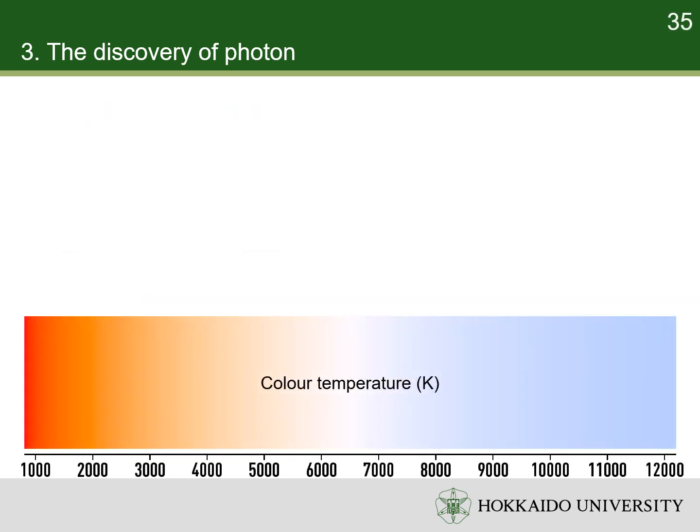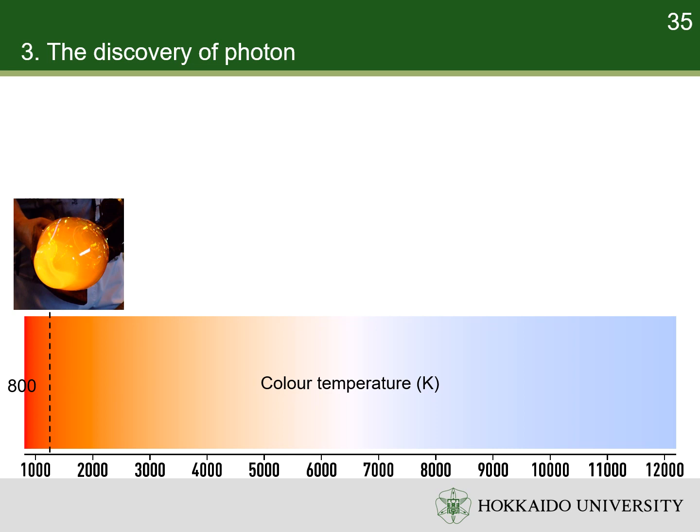Due to the relationship between the temperature and the color of blackbody radiation, the colors of light emitted by other light sources can be categorized with the color-temperature scale regardless of their actual temperature. For example, at about 800 kelvins, the object appears dull red. The glass-blowing temperature is between 1100 and 1300 kelvins. At this temperature, the glass appears to be a bright orange color.